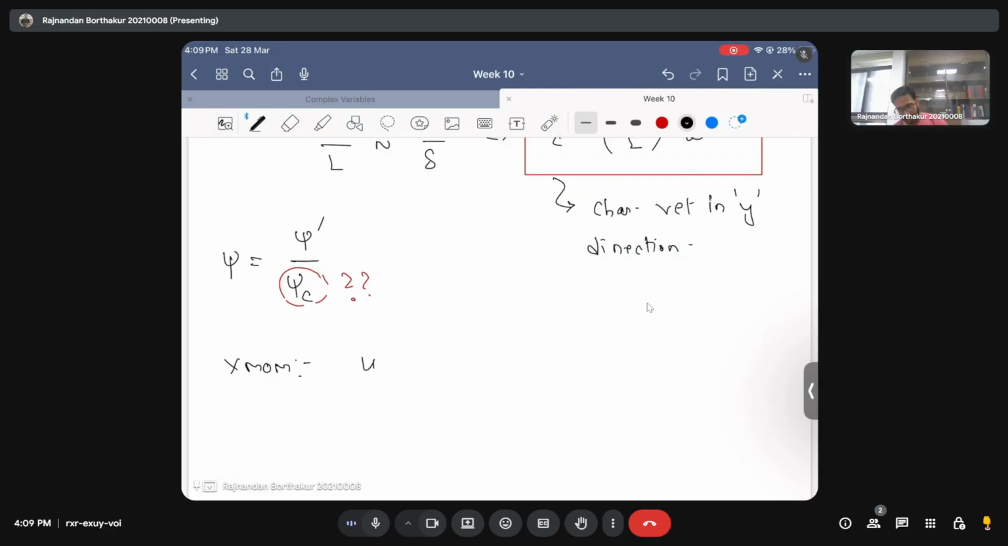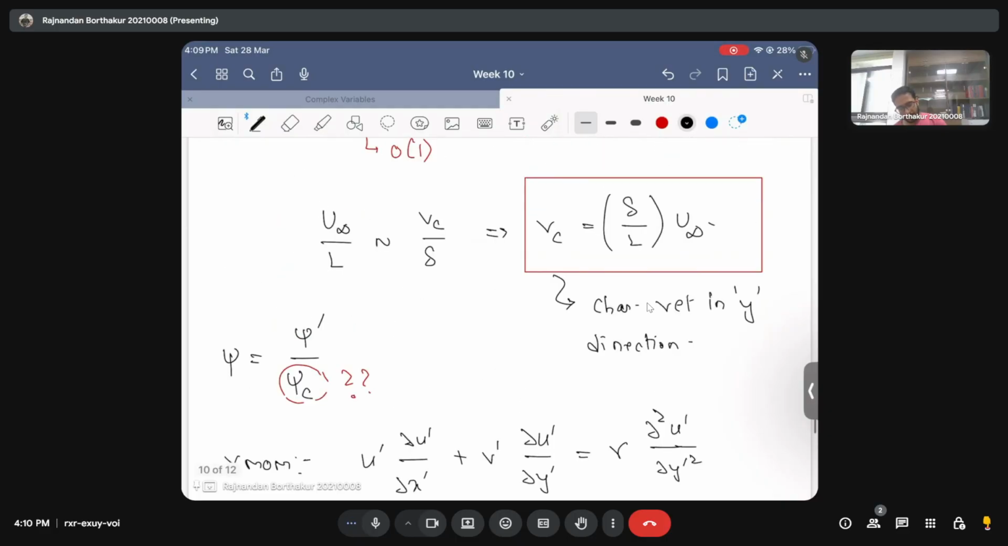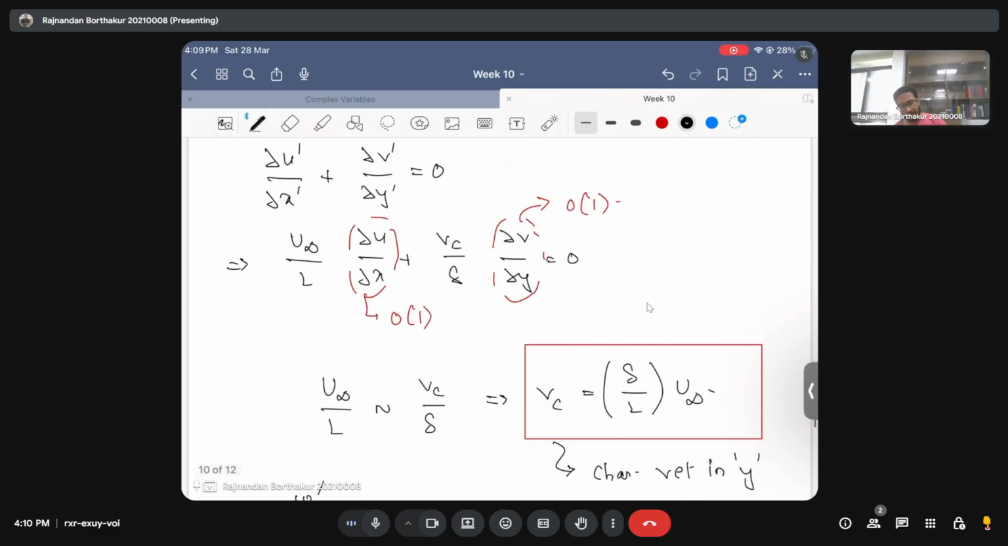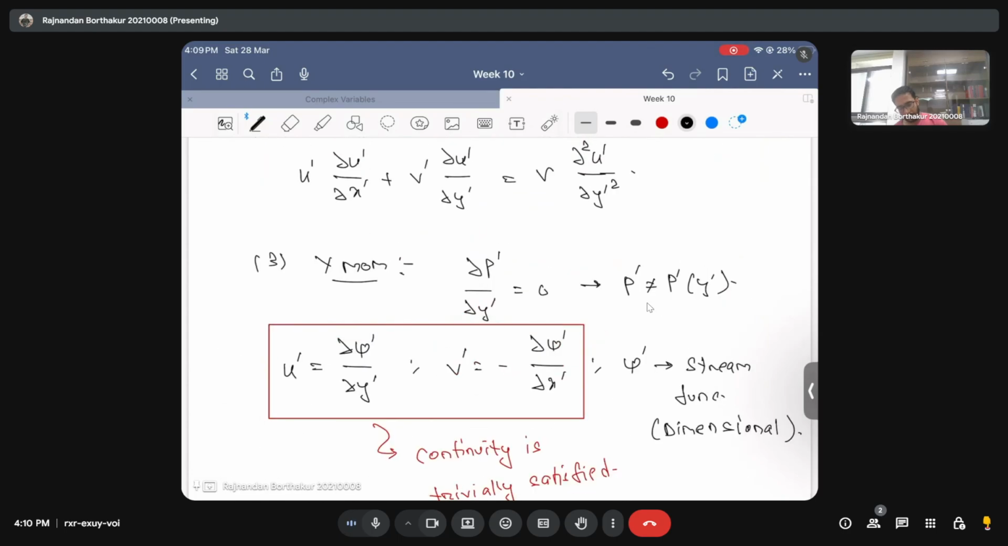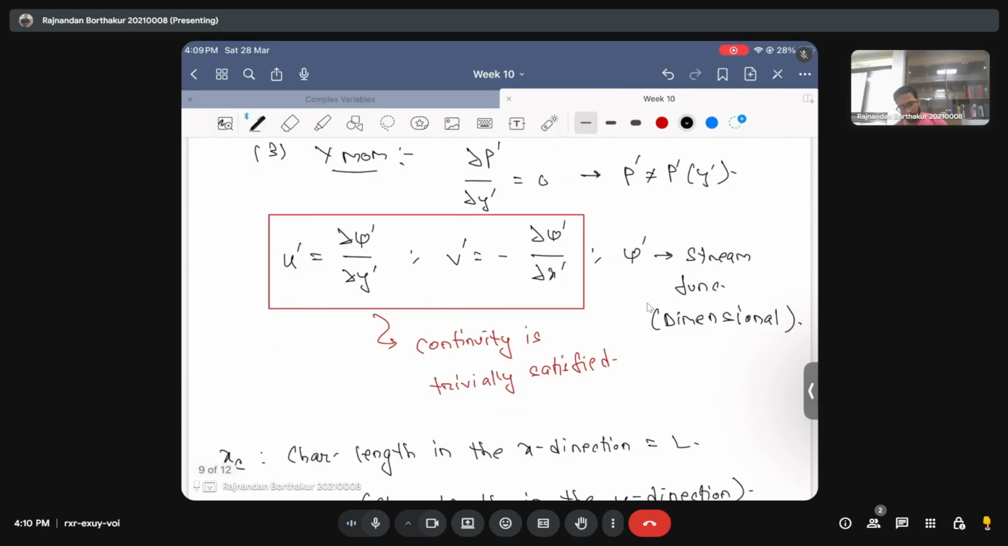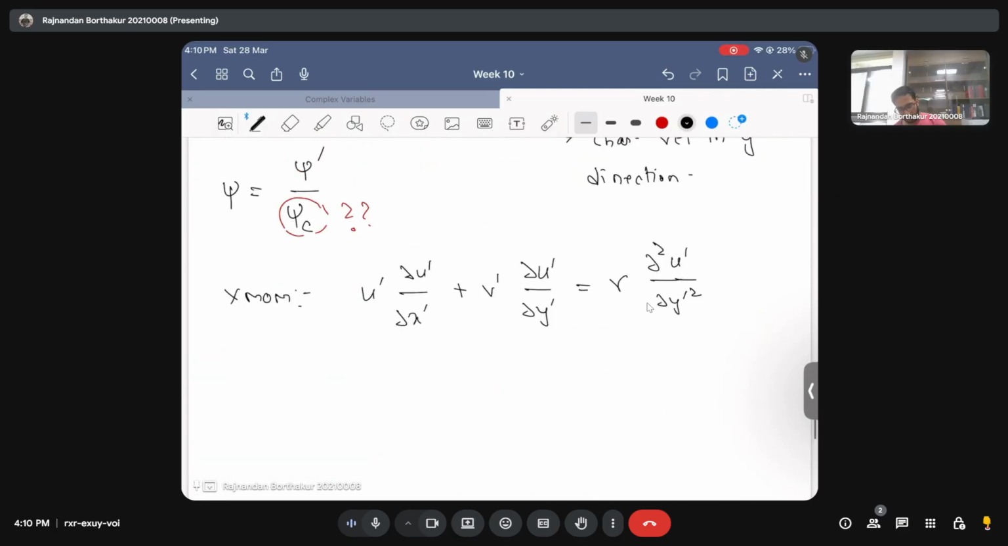That equation tells us that u prime del u prime by del x prime plus v prime del u prime by del y prime is equal to nu times del square u prime by del y prime square. I will replace u prime and v prime using the stream function. So u prime is going to be equal to del psi prime by del y, and then del u prime by del x prime is del 2 psi prime by del x del y prime.